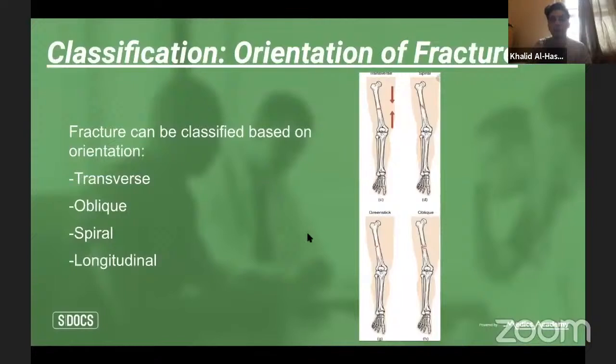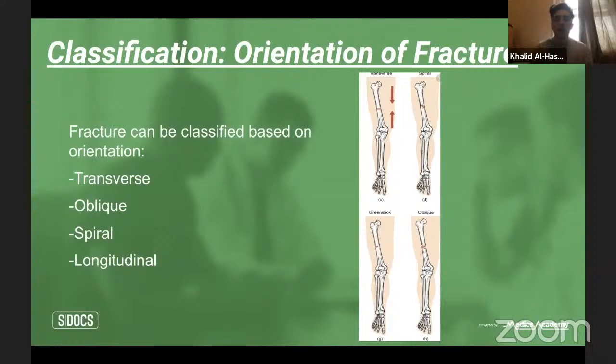In terms of orientation of the fracture, fractures can also be classified based on orientation. Fractures are 3D. They are not 2-dimensional. And the way in which we generally tend to look at fractures is both from an anteroposterior view and a lateral view.